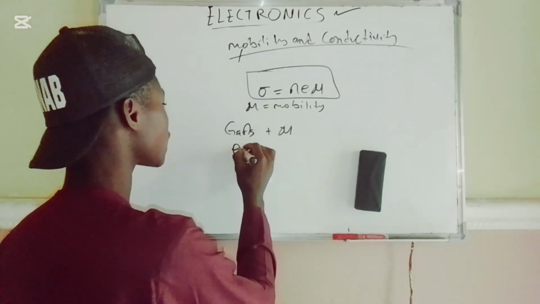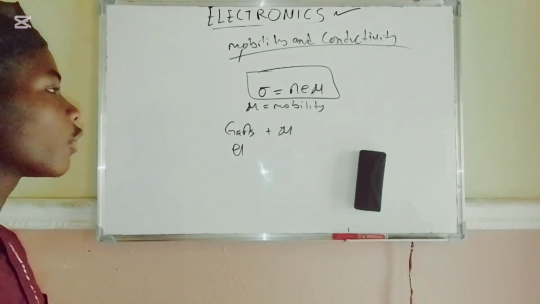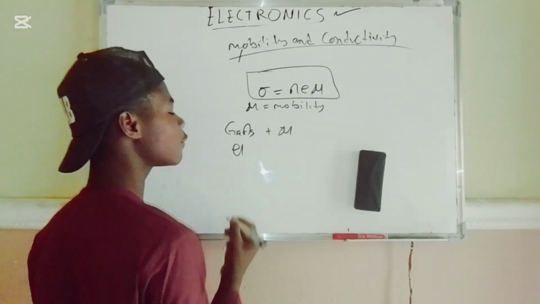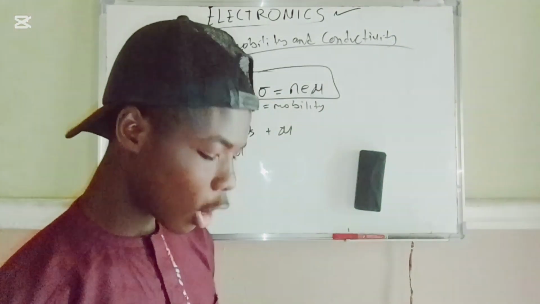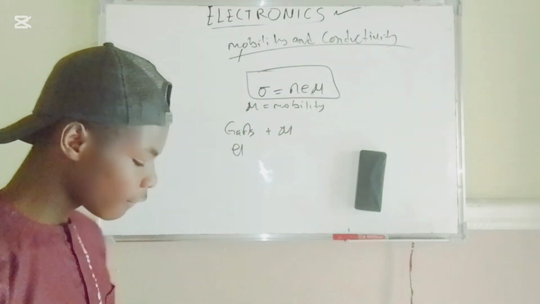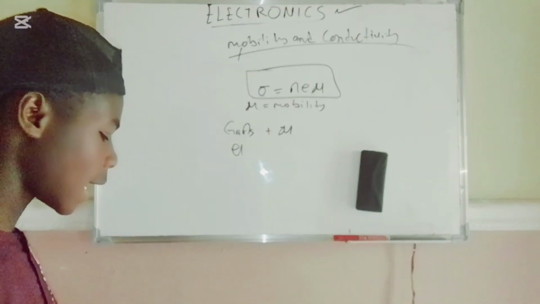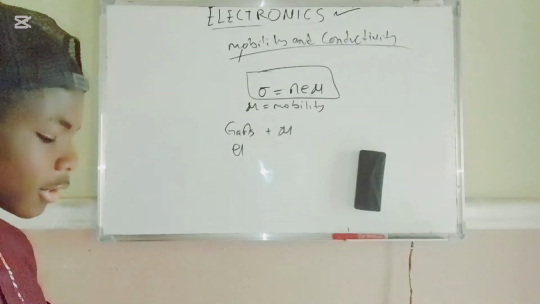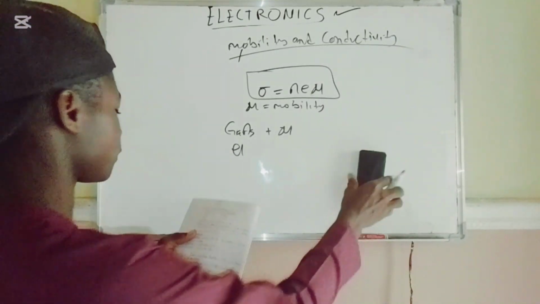The e stands for the electron charge, and the N stands for the number, the concentration of carriers in the semiconductor. So the next thing I want you to know is that let's move to the mobility comparison.